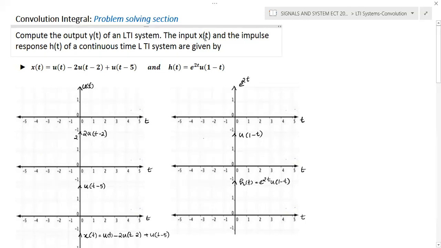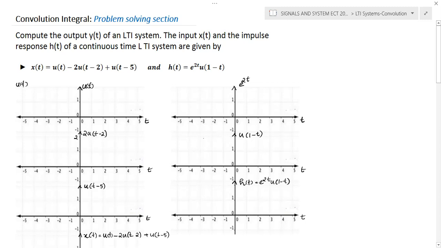Here you can see the two signals are given, x of t and h of t. We need to find the system output, y of t, and we will do it in a graphical way. u of t minus 2u of t minus 2 plus u of t minus 5. So it's actually a combination of three step signals. So we'll try each one. First, we will try what is u of t.